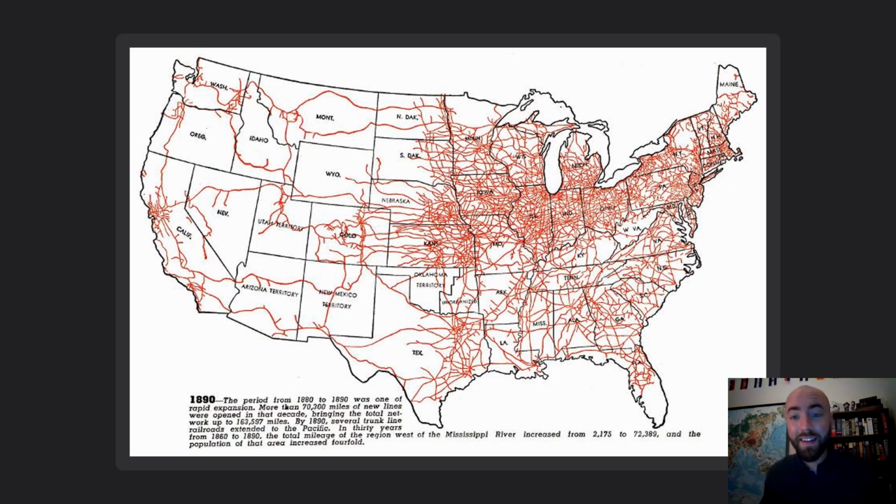This is a map in 1890. By 1890, we have railroad tracks all over the country. And this has really just been happening for about 50 years. So in 50 years, we've laid thousands and thousands and thousands of miles of these Twizzler-looking railroad tracks all over the country.